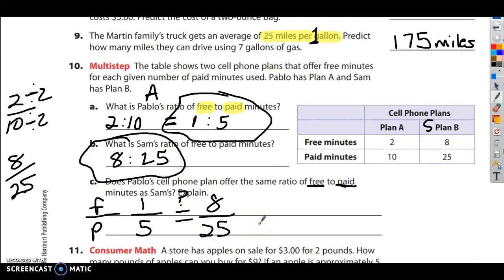And are those things equal? How do I get from 1 to 8? I multiply by 8. How do I get from 5 to 25? I multiply by 5. That's not equivalent because I didn't do the same thing to the first term as I did to the second term.